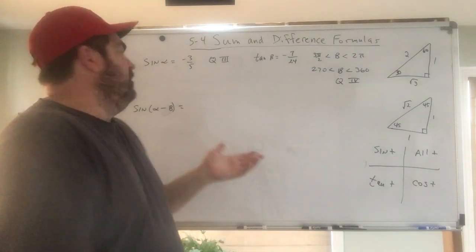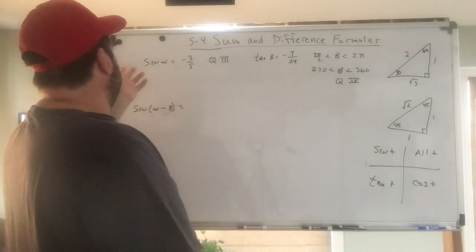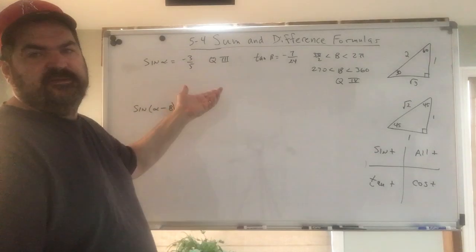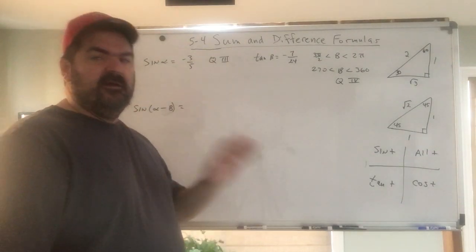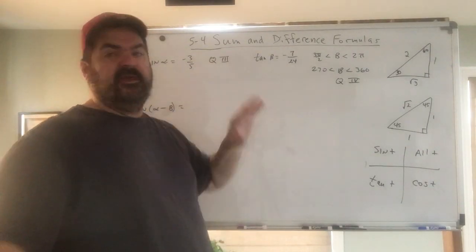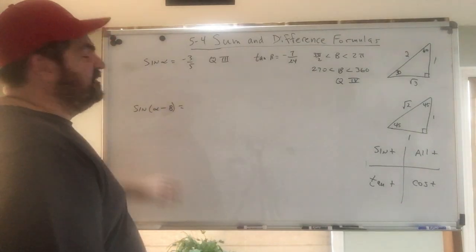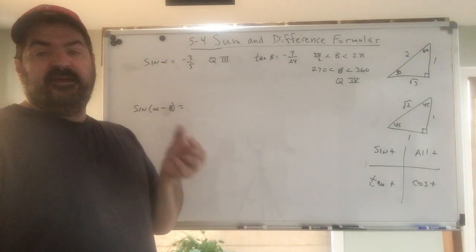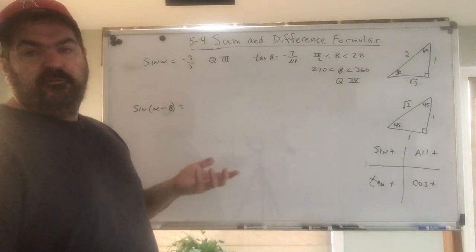Well, I don't know what angle this is. I could find it. It'd take some work with my calculator to find this ugly angle and this ugly angle, then subtract them and then take the sine of it. But we're going to actually find an exact value for it by using our formulas.